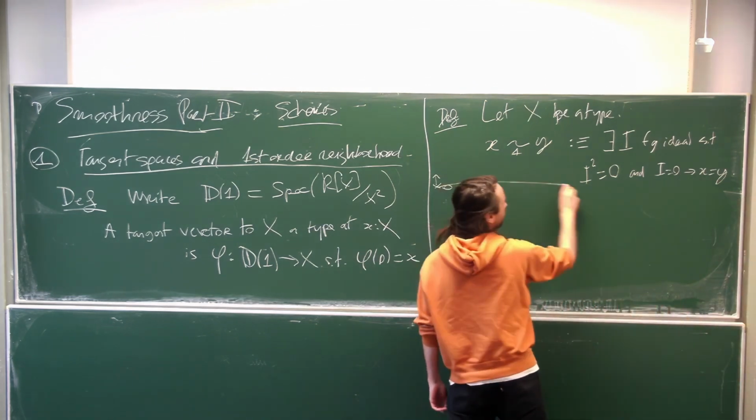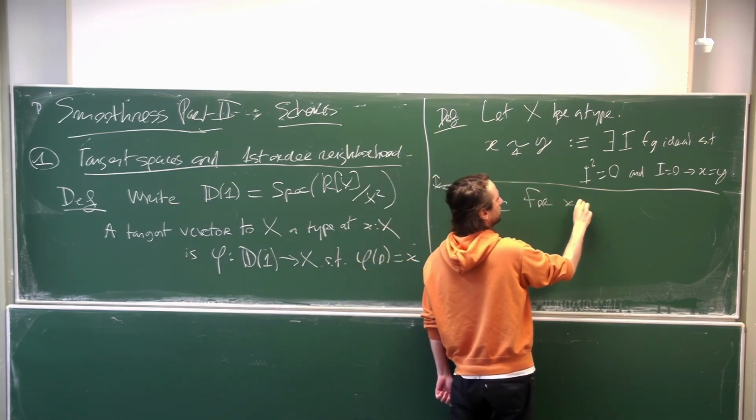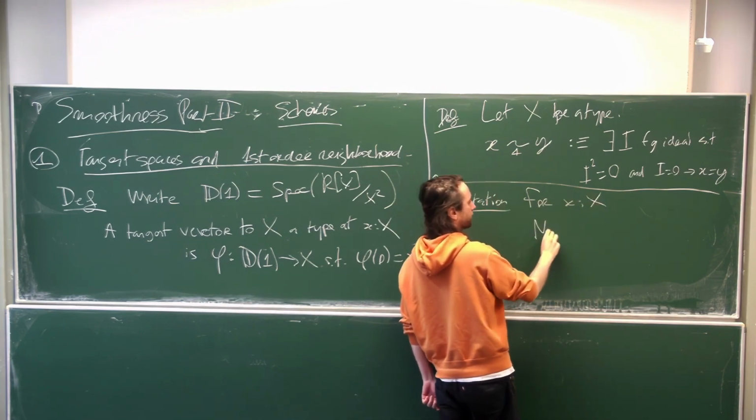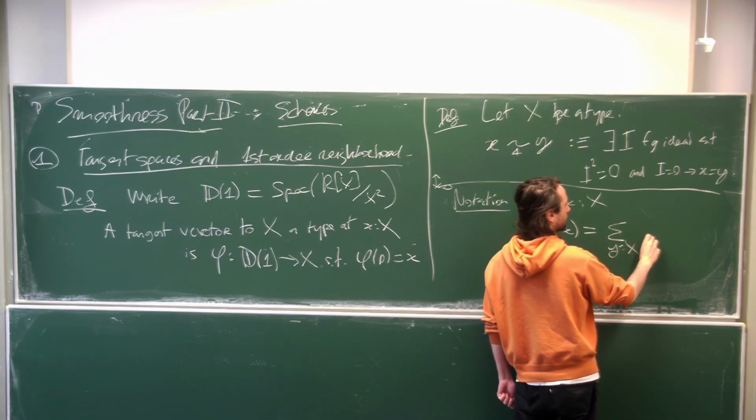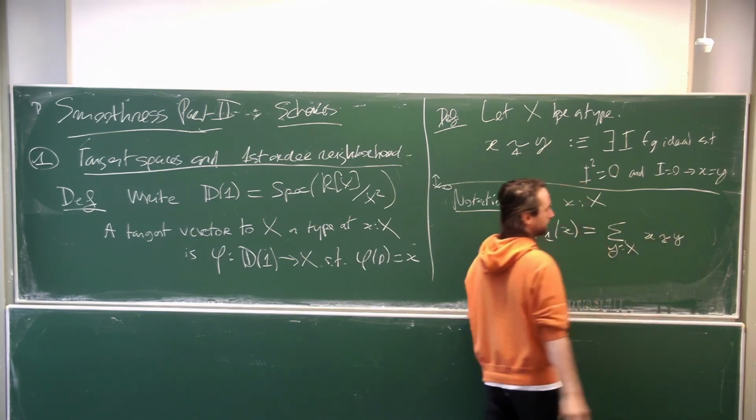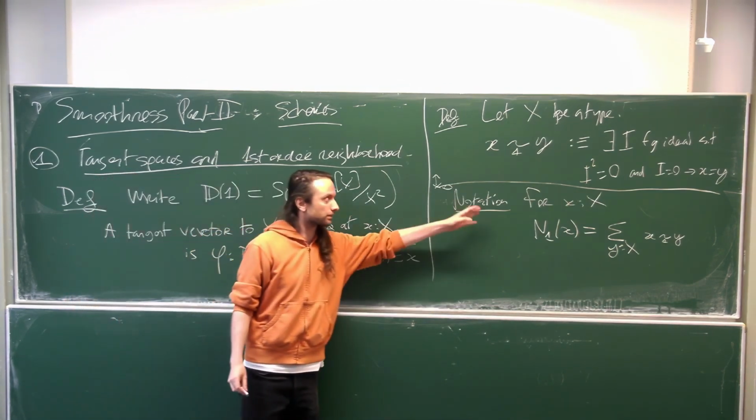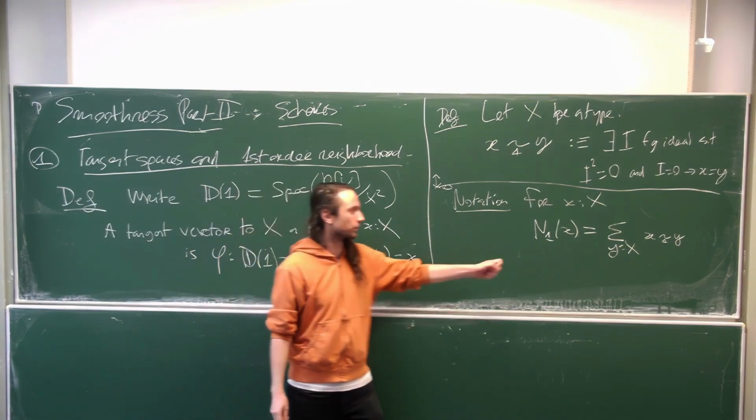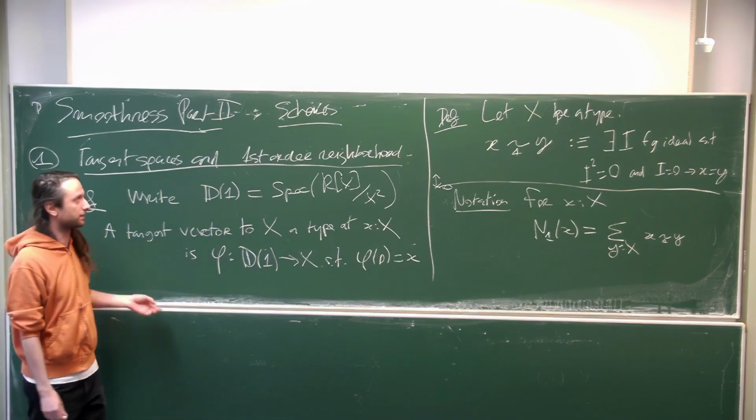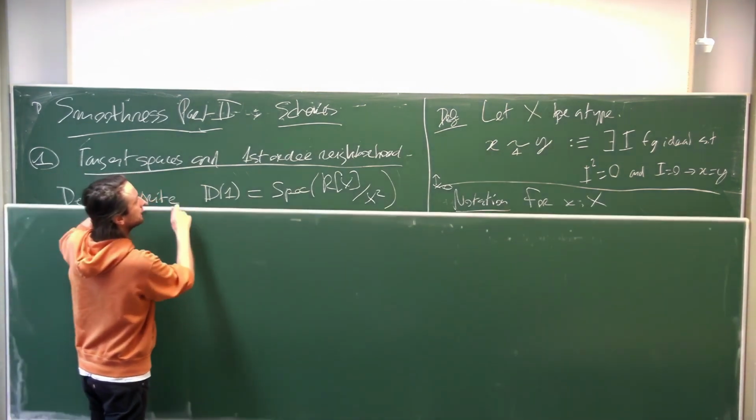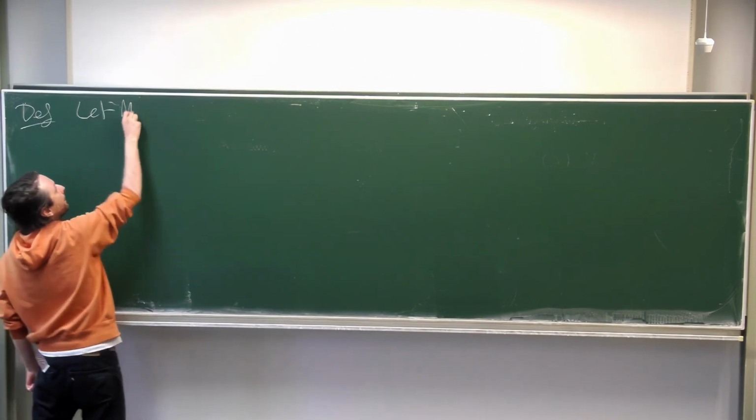And so from this notation, for x in X, we define the first order neighborhood of x as the set of y in X such that x is infinitesimally close to y. When X is a scheme, we expect some relation to exist between the first order neighborhood of a point and the tangent space at this point. And so I will now explain this relation.